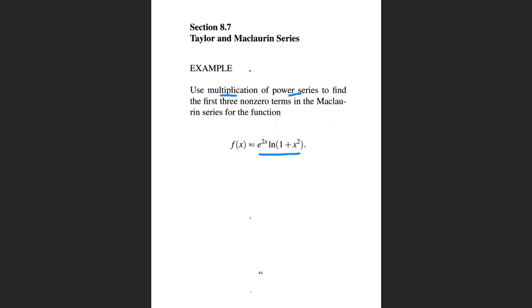Now, of course, if we were to use the definition of a Maclaurin series, we could get the first three non-zero terms, but doing that would involve taking some somewhat complicated derivatives. I mean, we can do it, but what we want to do instead, which is going to be easier, is to find the Maclaurin series for e to the 2x power and the Maclaurin series for the log of 1 plus x squared, and then multiply those Maclaurin series together.